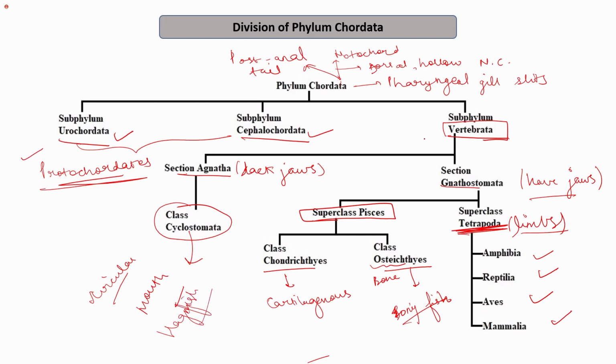Right? Then we will learn about the gnathostomes in the next class, where we will learn about the superclass Pisces, that is further divided into class Chondrichthyes and Osteichthyes. Then we will learn about the superclass Tetrapoda, that includes amphibia, reptiles, aves, and mammalia. So with this, I would like to end today's session, and in the next lecture, we will learn about the vertebrates, the gnathostomes. So thank you for attending.